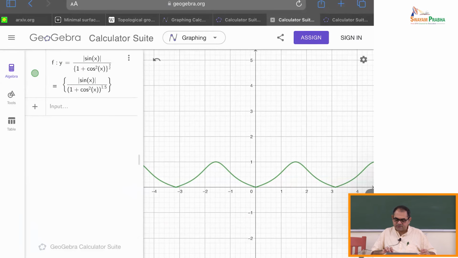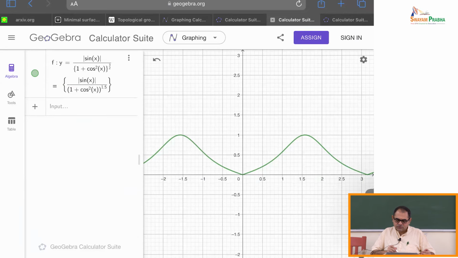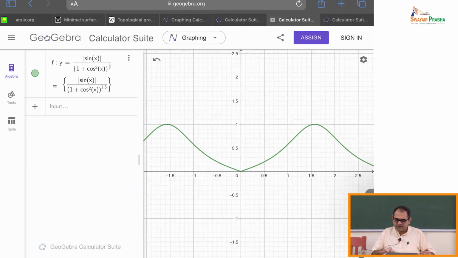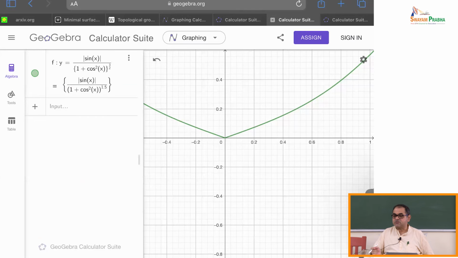I plotted a few of these for you so that I can show you. This is the curvature, y equal to mod sin x by (1 plus cos squared x) to the 3 by 2. I am using the GeoGebra suite, which is actually free. Everybody can use it. This is the curvature function, and you can see that it goes to a maximum of 1 and a minimum of 0. But if you look carefully, the curvature function is not smooth. At the origin it is like the mod function, which is not smooth because you have two tangents.